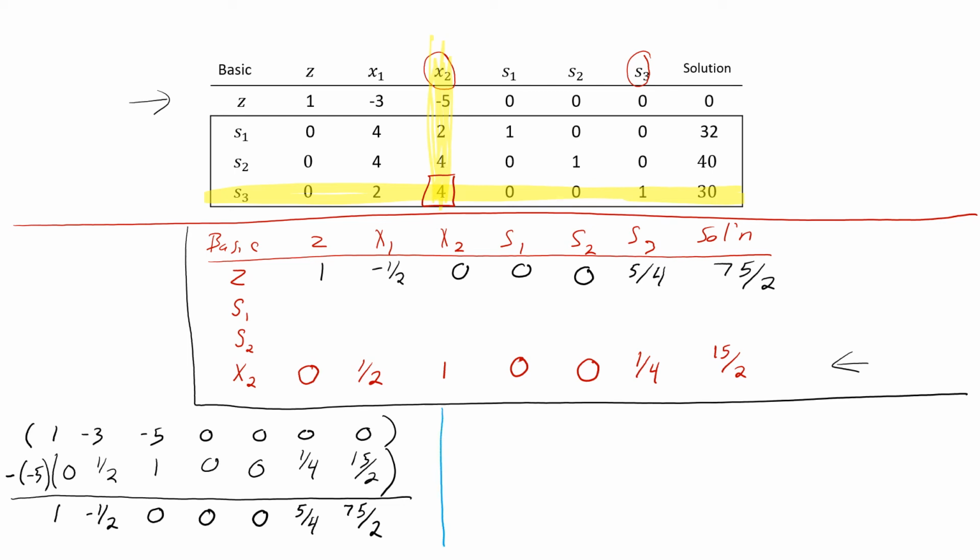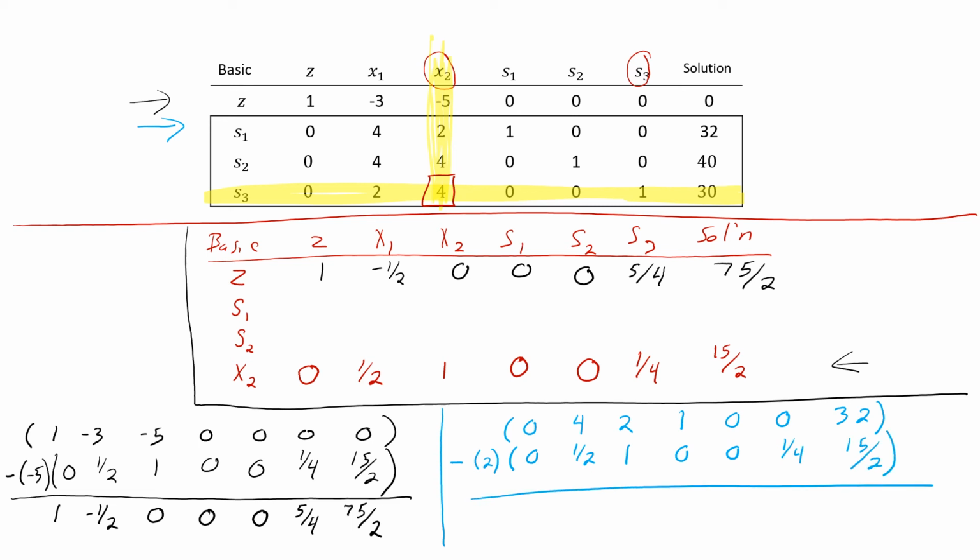But our next one, S1. So S1, our original S1 row was 0, 4, 2, 1, 0, 0, 32. The coefficient in that row in our pivot column is 2. So it's -2 times our new pivot row: 0, 1/2, 1, 0, 0, 1/4, 15/2.